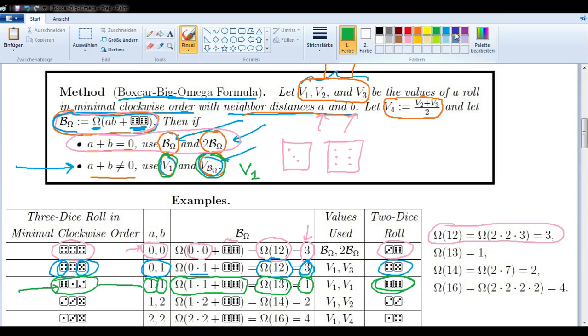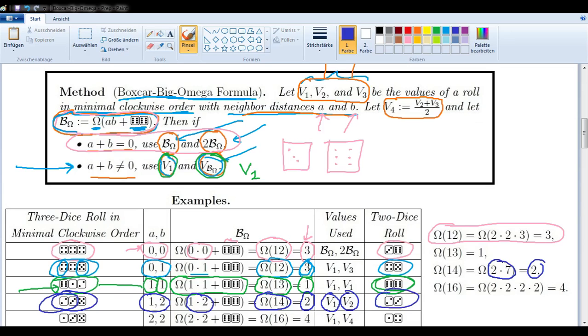Okay, a couple more examples. Let's say we have a 2, 3, and a 5. The neighbor distances would be 1 and 2. The product of those we put into this formula for Boxcar-Big-Omega. In other words, we're looking for big omega of 14. 14 is 2 times 7. So it has, in other words, 2 prime factors. So that gives us our index of 2. In other words, we use value 1 and value 2, which in this case is 2 and 3.